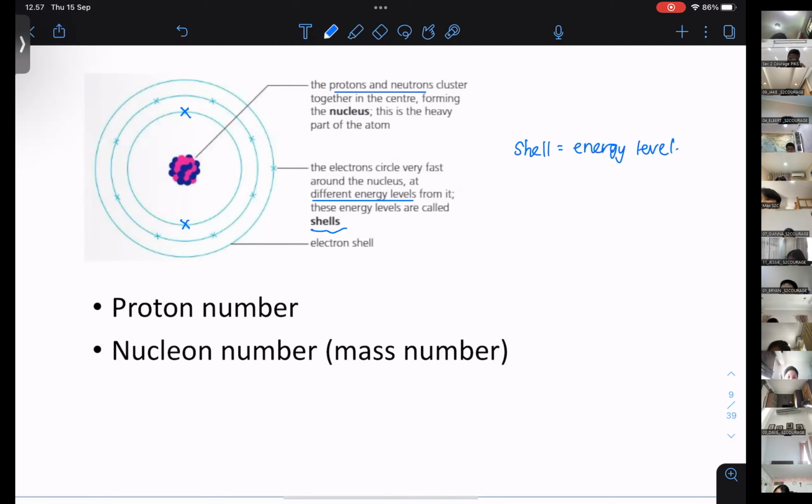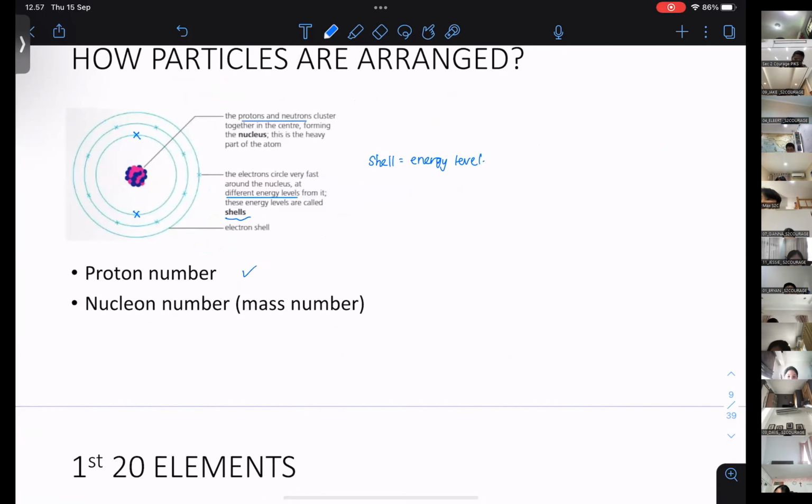Okay, I just put down over here what the proton number is. The proton number shows us the number of protons, which is the same as the number of electrons in a neutral atom. The nucleon number is also known as the mass number, which tells us the protons plus neutrons, because the nucleon number is the mass of the nucleus. Generally it's proton plus neutron. We don't include electrons because the mass of an electron is close to 0.